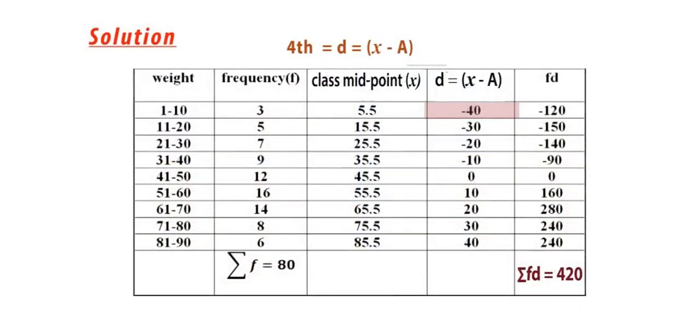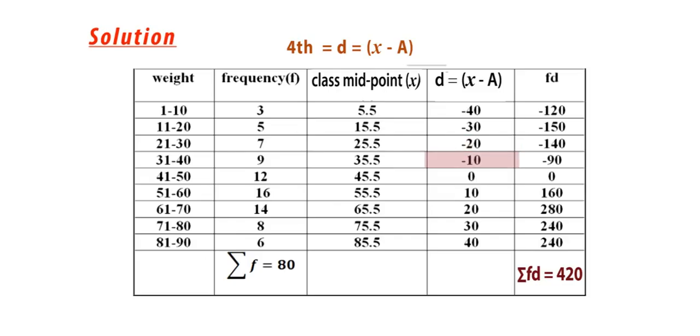Yes, can you mention them? For the assumed mean, the first group, 0 to 10, we have minus 40. That is the deviation. Okay, so the deviation, yes. The second group, 11 to 20, we have minus 30. Good. 21 to 30, we have negative 20.